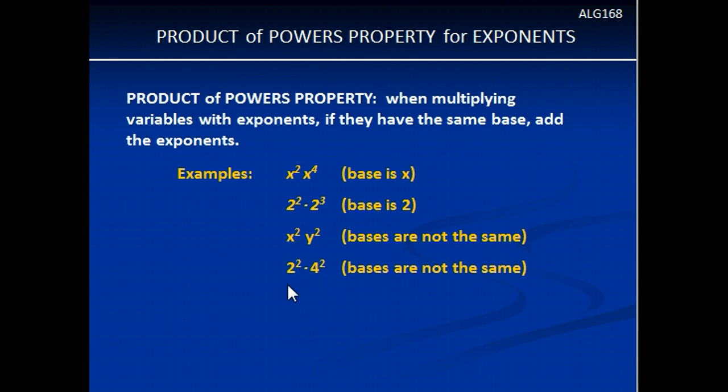If we look at 2 squared times 4 squared, our exponents are the same, but our bases are not the same, so we cannot add these exponents. We can, however, solve this problem if it were a problem, because 2 squared is 4, 4 squared is 16, and 4 times 16 is 64.